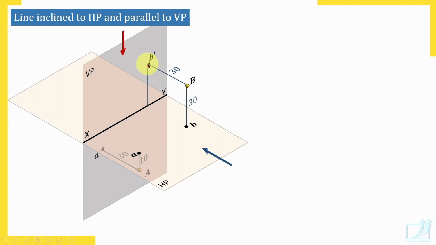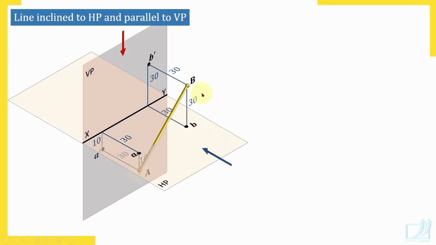So its front view will be 30 millimeters above XY line. Similarly, top view of point A. Top view gives distance from VP. So point A is 30 millimeters from VP and point B is also 30 millimeters from VP. So top views are at same distance from XY line, 30 millimeters.